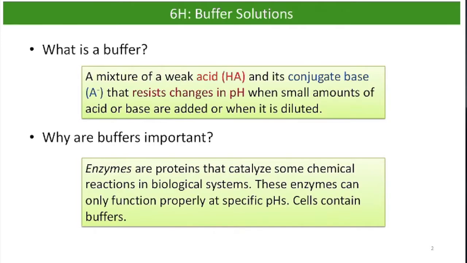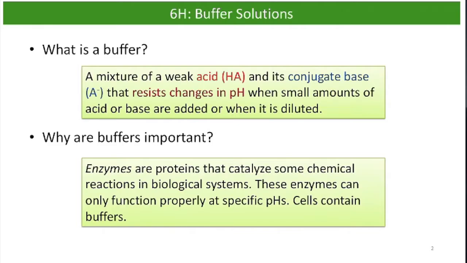If you want to talk about living organisms, enzymes within our bodies have to operate at specific pH values in order for them to actually do what they're supposed to do. If the pH of our blood, for example, falls outside of those optimum pH conditions, the enzymes won't do what they're supposed to do. They won't work properly.